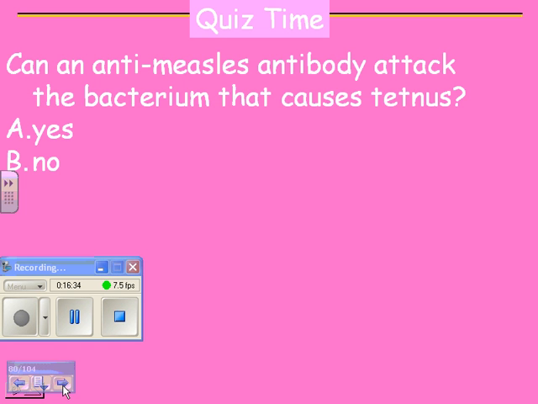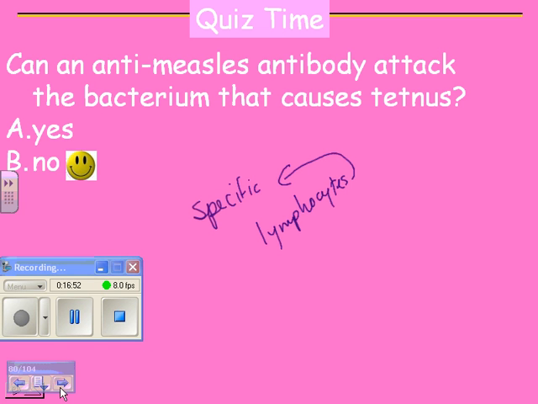Okay, can anti-measles antibodies attack the bacterium that causes tetanus? And the answer there is no. These are super, super specific. So if you remember one thing about the immune system, remember that lymphocytes are specific. They only attack one type of pathogen each. So there's a million different lymphocytes in your body. There are B cells and T cells, but there's a million different types of B cells and a million different types of T cells. They're a little bit different from each other because there are so many different pathogens.